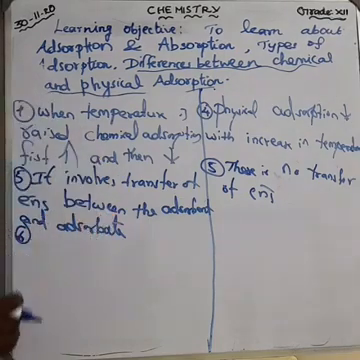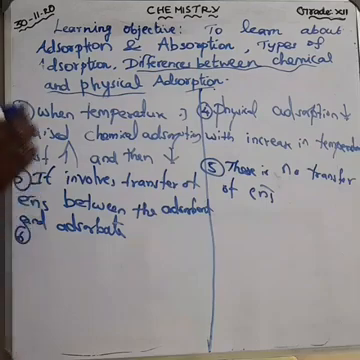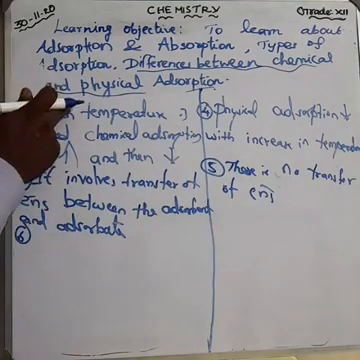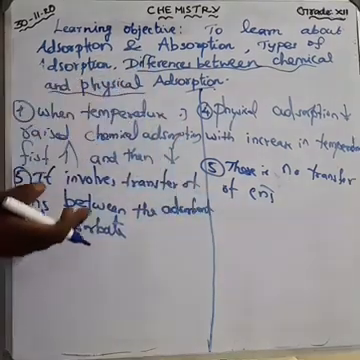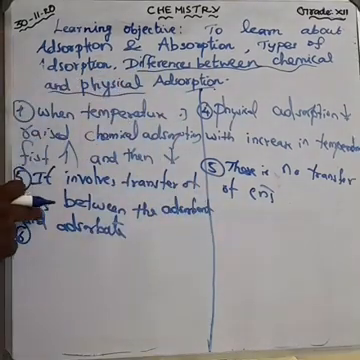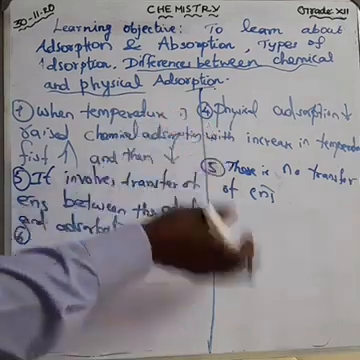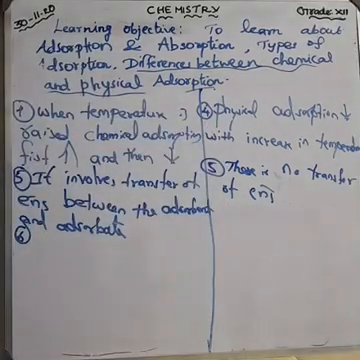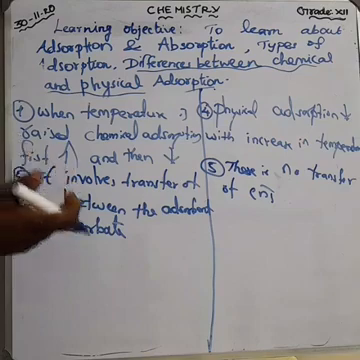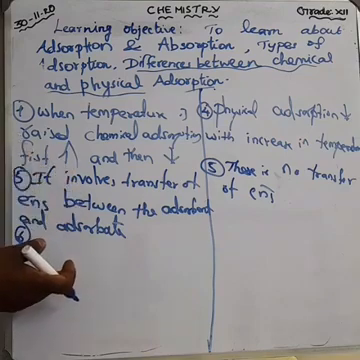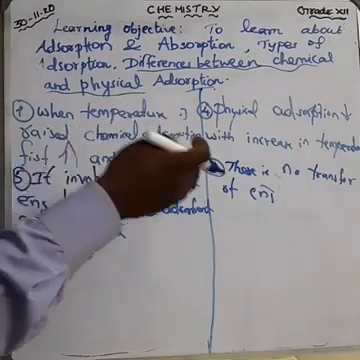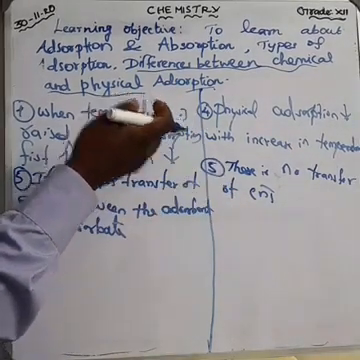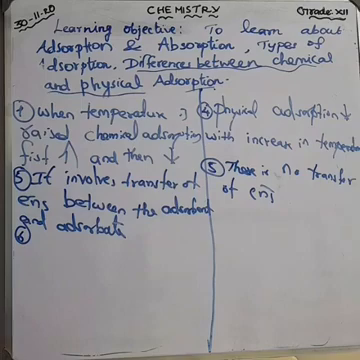What is about the heat of adsorption? Heat of adsorption is high in chemical adsorption. Heat of adsorption is low in physical adsorption. Here it is approximately 40 kilojoules per mole in physical adsorption and 400 kilojoules per mole in chemical adsorption. Okay, don't forget that. It's a one-word question.